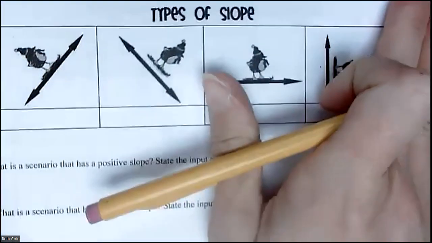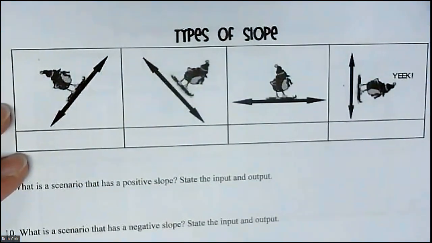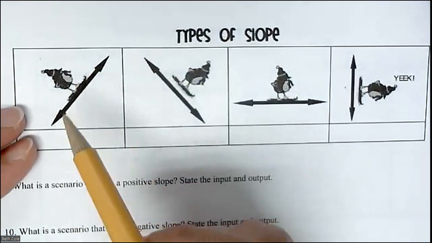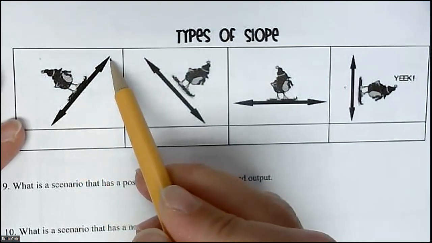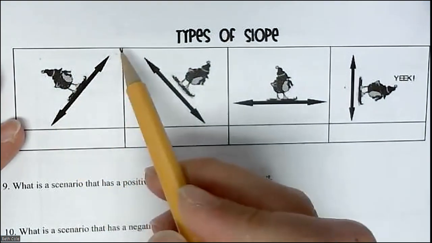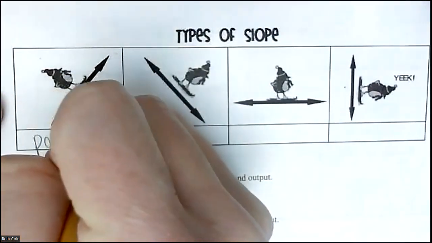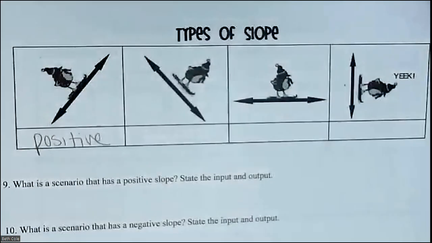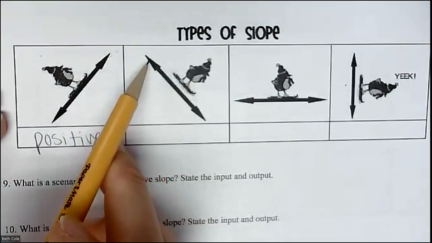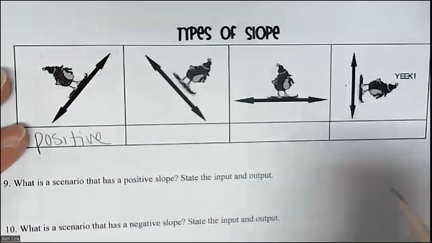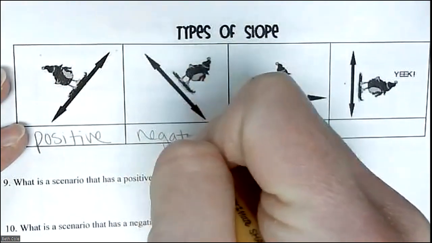So I love slope. It's a nice, easy topic. All right. So your types of slope. See our little penguin guy here? Do you see how that's going up? Okay, so that is a positive slope. Going up means positive. Please let your common sense kick in, okay? Here our little penguin guy is going down. So that is a negative slope.